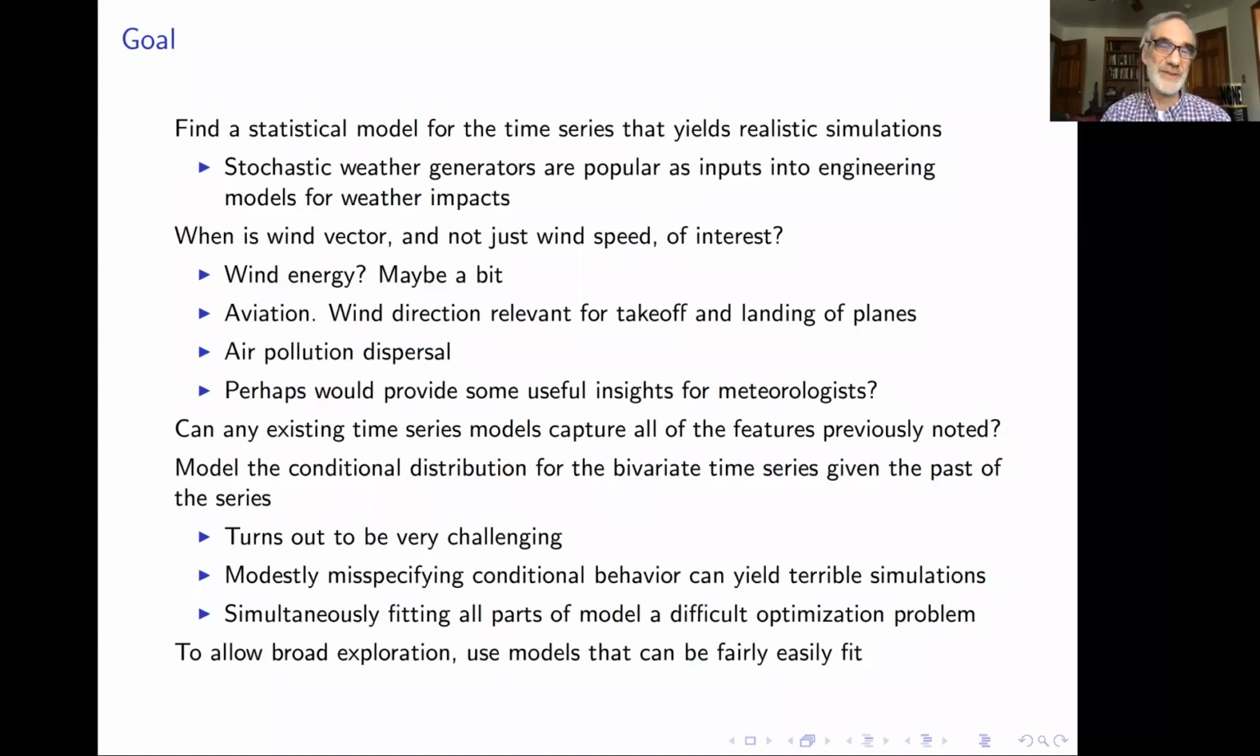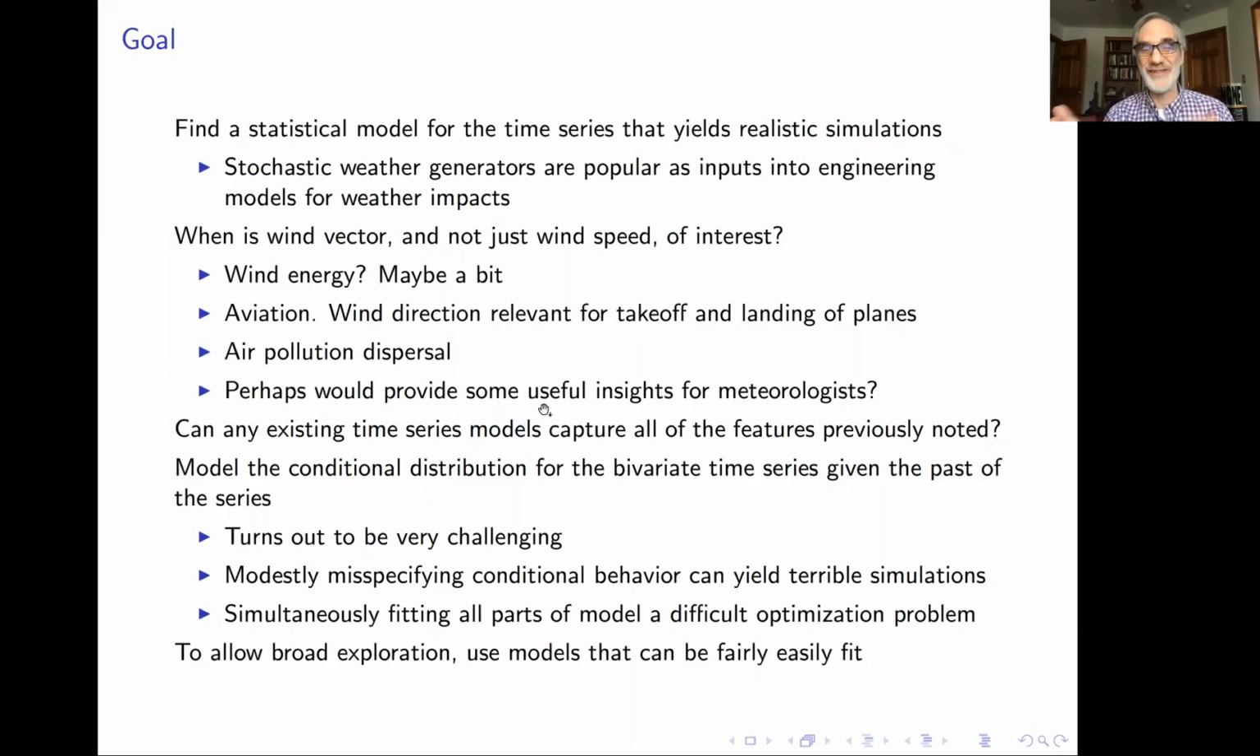I don't know. Maybe the wind vector is conceivably of some relevance for wind energy, because wind turbines can't pivot instantaneously into the wind. So maybe quickly changing wind directions have some small effect on the wind energy, but that's probably not that big a deal in most cases. I'm pretty sure that wind direction matters for aviation, right? In terms of takeoff and landing of planes, obviously the wind direction matters and not just the wind speed. It's clearly relevant for air pollution dispersal, right? The wind direction clearly matters for that.